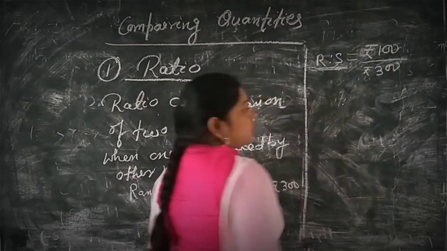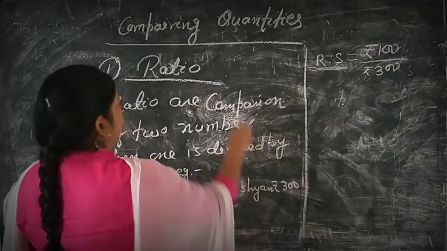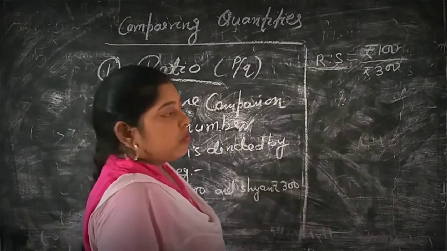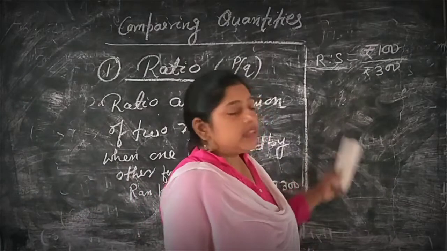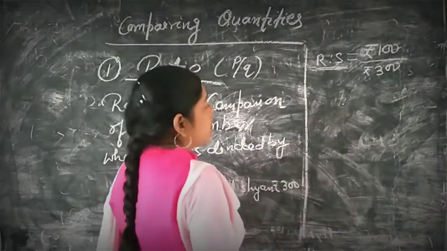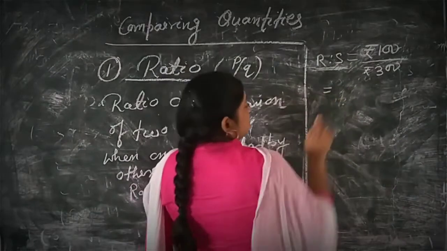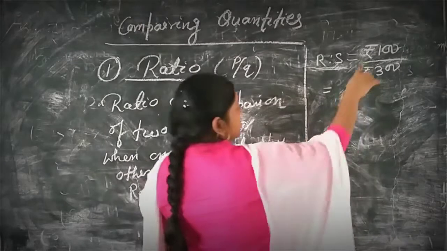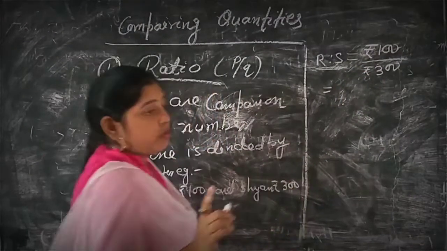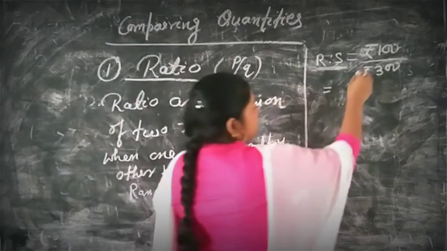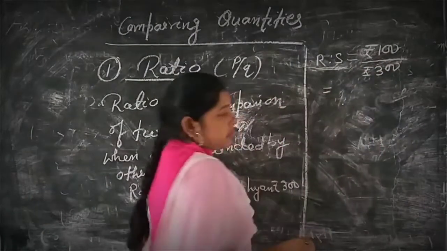So in the ratio form we write P by Q. P by Q means one is the numerator and the other is the denominator. So both are written in the ratio form. Why? We write both in the division form. One thing is more important: both the units must be the same.